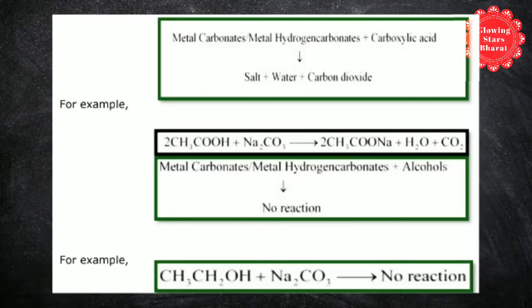See the example: metal carbonate and metal hydrogen carbonate react with carboxylic acid to give salt plus water plus carbon dioxide. Next example, 2CH3COOH plus Na2CO3 react to give 2CH3COONa plus H2O plus CO2. Metal carbonate or metal hydrogen carbonate plus alcohol means no reaction. For example, CH3CH2OH plus Na2CO3, no reaction.